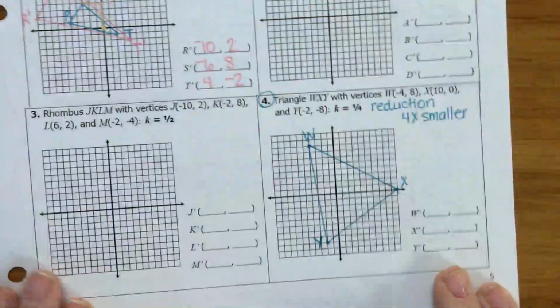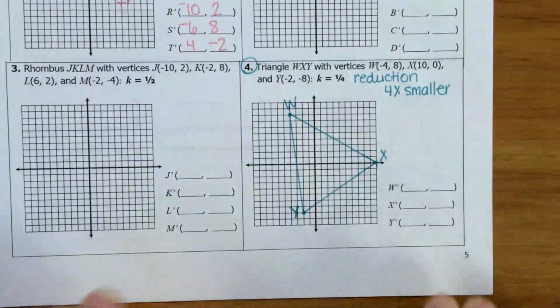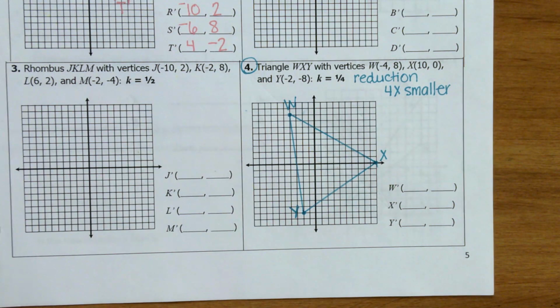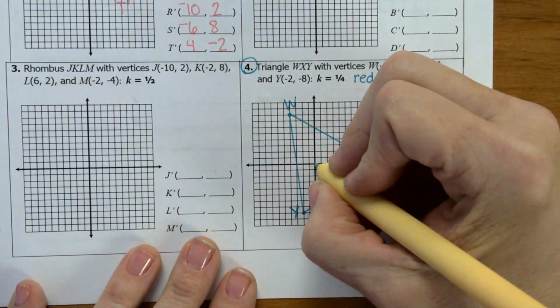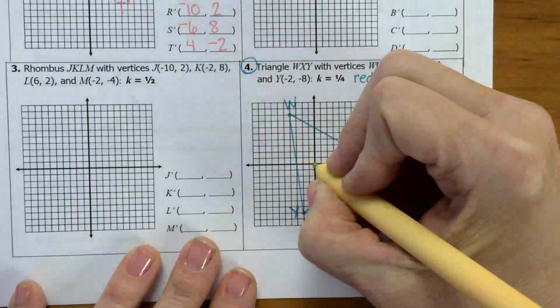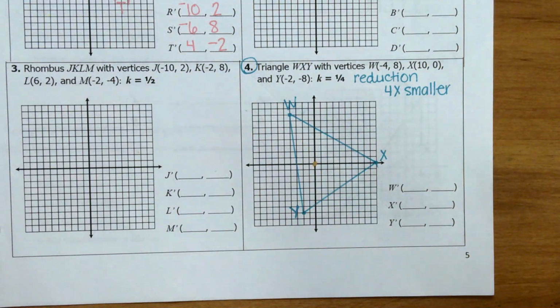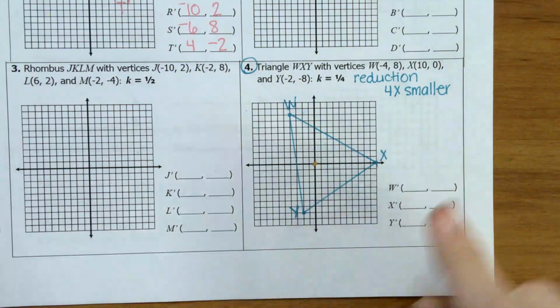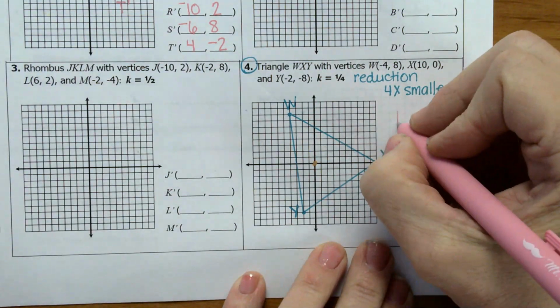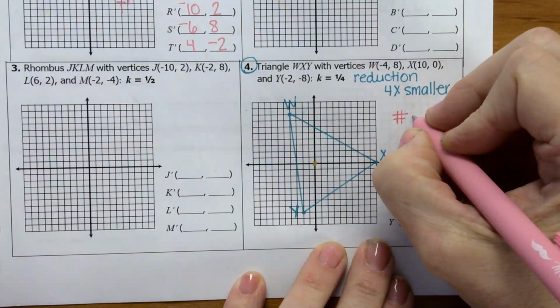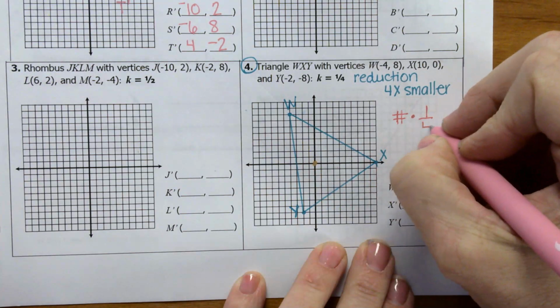Okay, so there's our original. And we're going to make this 4 times smaller. We're going to lose 75% of our size. We're going to only keep that 25%. Don't forget that your center is 0, 0, unless you're told otherwise. So what I'm going to do is take every single number and multiply by 1/4.